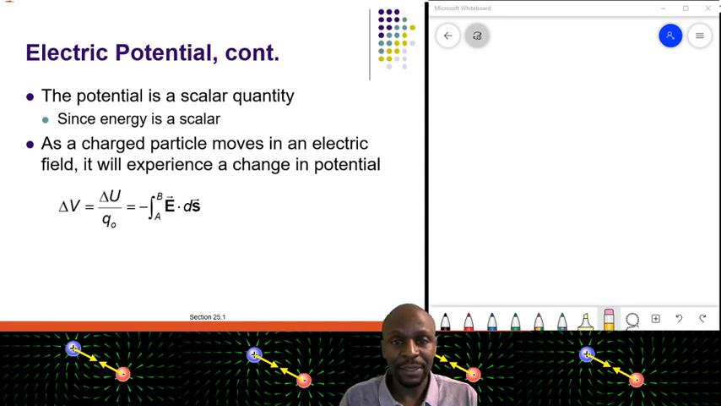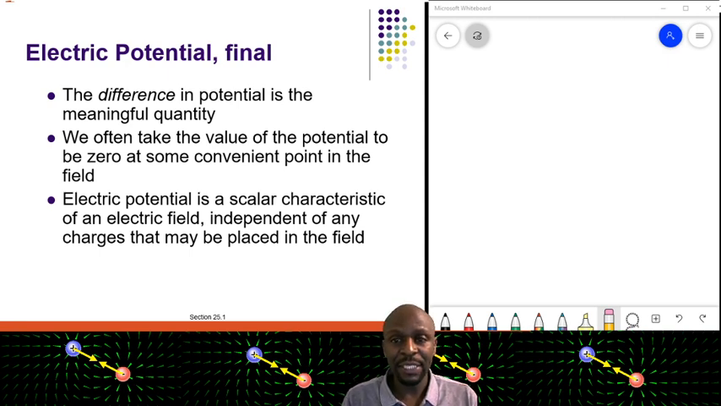As charged particles move in an electric field, they experience a change in potential, and that change in potential is given by this equation, taking into account that the change in U is given by minus Q naught times the integral from A to B. That Q naught, coming from the change in U from the previous slide, will cancel with this one. Now we end up with the change in potential, or the potential difference, given by this equation.